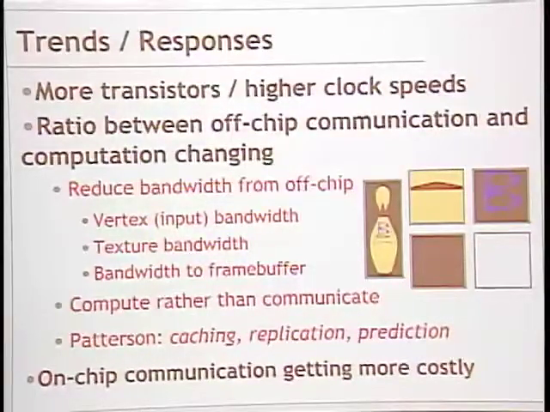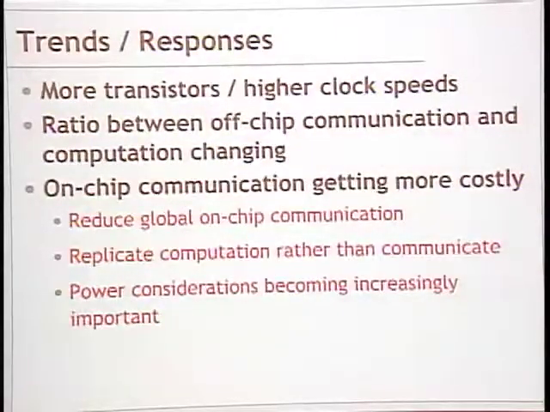Is there any place where we're computing rather than communicating? If we could, we might have the choice to send something again or to recompute it. We'd like to recompute it more and more often. How are we using caching and replication and prediction in these pipelines? And finally, on-chip communication is getting more costly. So what can we do to take care of that? And so power is also important there. I don't know that I'm really touching on this too much in the geometry pipeline, but in general, I want you to think about these 3 things as we talk about pieces of the pipeline.